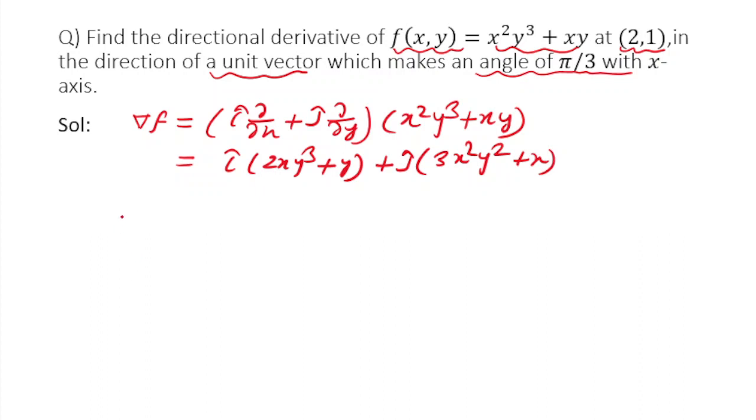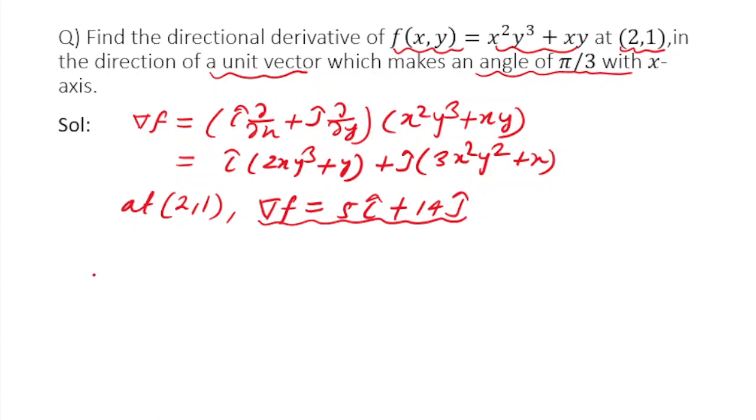So at point (2, 1), what is del f, ladies and gentlemen? If I write directly, 2 into 2, 4 into 1 cube, so 4 plus 1, 5, yes or no? So I will get 5 i cap, and plus 3 into x square, so 4 into 3, 12, 12 into 1, 12, and 12 plus 2, 14. So I will get 14 j cap. So this is our del f.